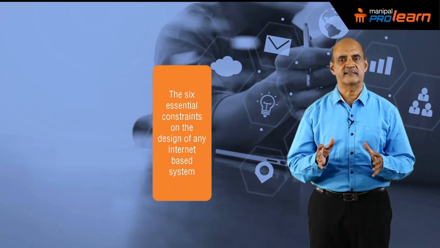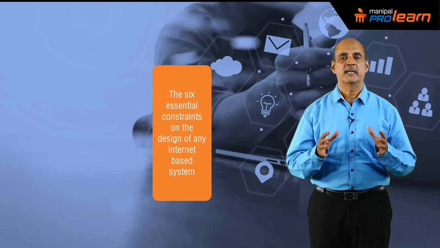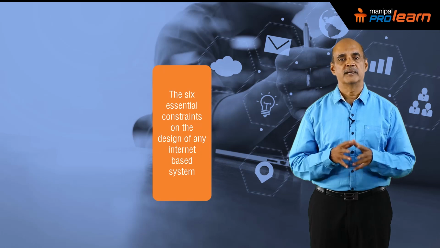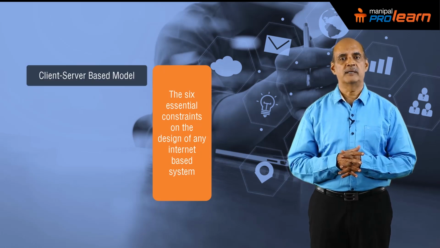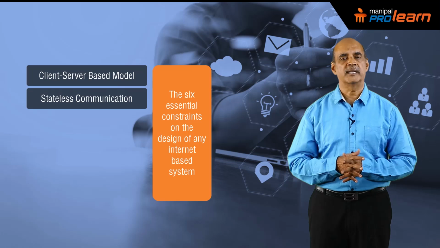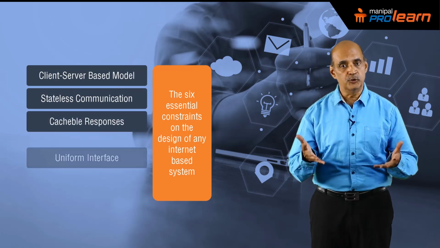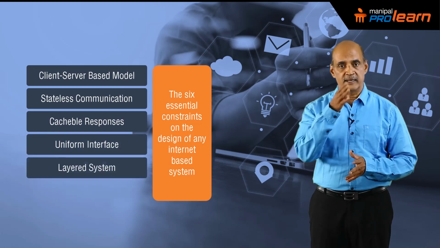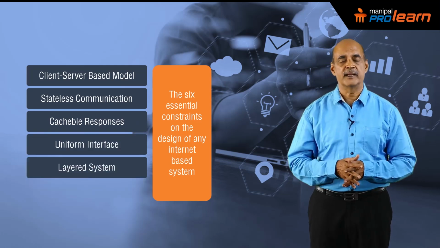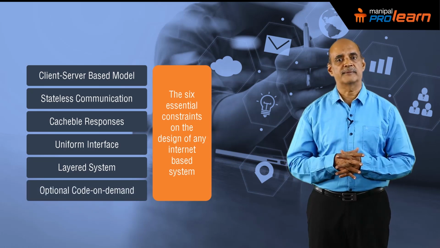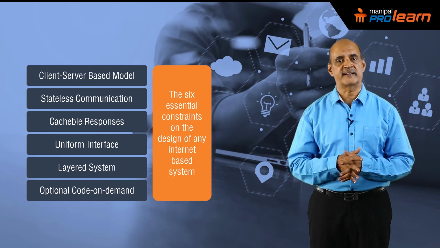The REST style proposed by Roy Fielding is based on 6 essential constraints on the design of any internet-based system. They are as follows: the client-server based model, stateless communication, cacheable responses, uniform interface, layered system, and code on demand. Let us spend some time in understanding these constraints at a high level.